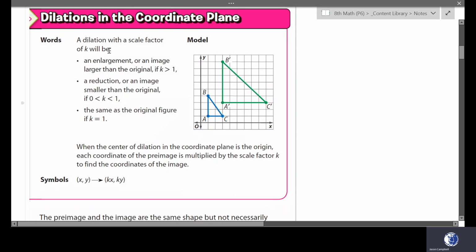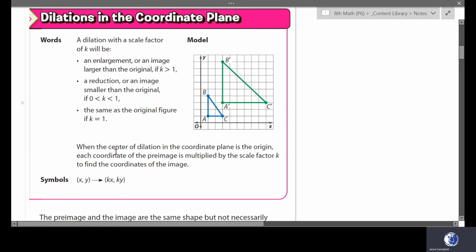A dilation with a scale factor of k will be an enlargement, or an image larger than the original, if k is greater than 1. It'll be a reduction, or an image smaller than the original, if k is greater than 0 but less than 1. It'll be the same as the original figure if k is equal to 1. So the scale factor is k.